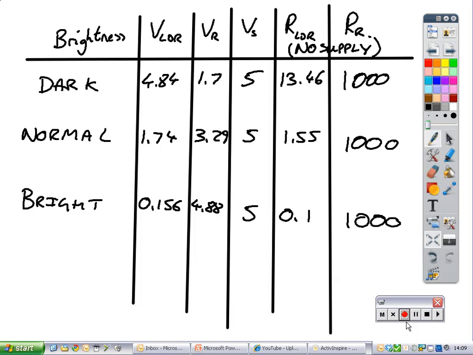We'll have a look at the questions. Okay, so this is us filled in a table for our LDR circuit. Now, a couple of patterns we want to look at.